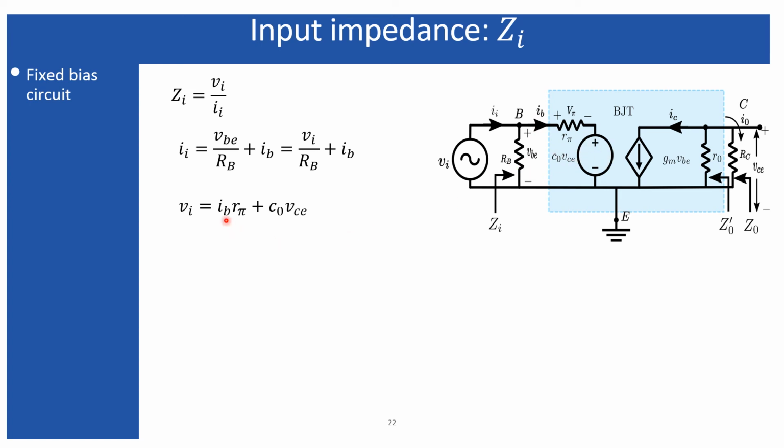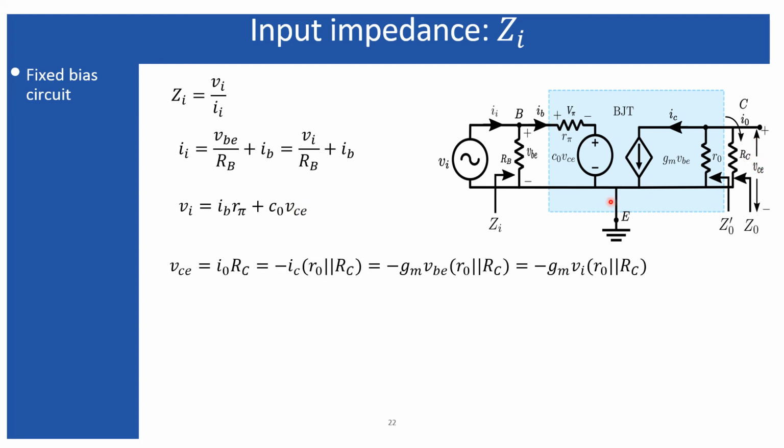Since VB is equal to VI, I have replaced it here. But in this expression, VC exists, and that is a property of the output terminal. Therefore, I have to consider the voltage across RC. So VC is nothing but I naught times RC, where I naught is derived from this IC. If you include this IC, that will give you minus IC times the parallel combination of R naught and RC, which results in the VC.